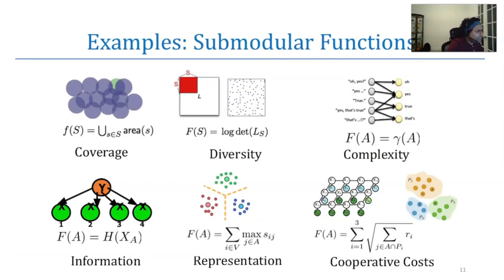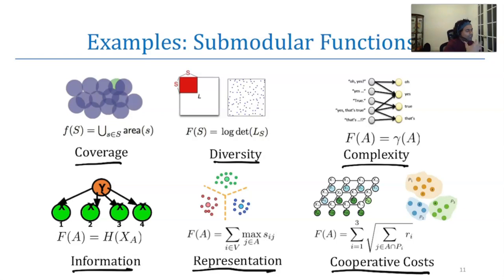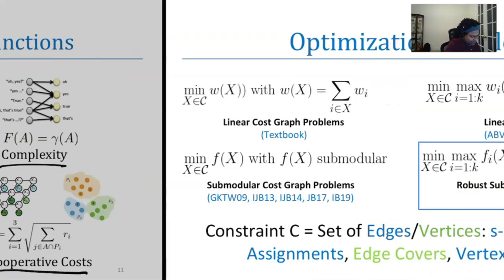It turns out that several natural models of information are actually submodular functions. Many of these combinatorial aspects, such as modeling coverage, diversity, complexity, information content in a set of random variables, and representation, as in what you want in k-means clustering to find the centroids. There's representation and cooperative costs. All of these are instances of submodular functions.